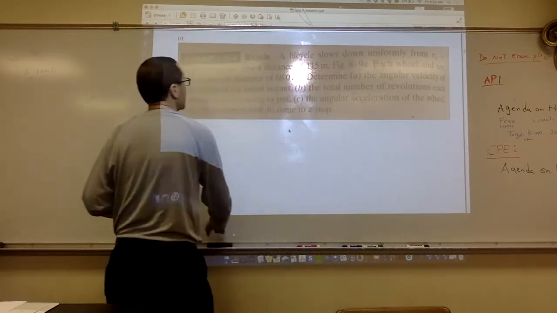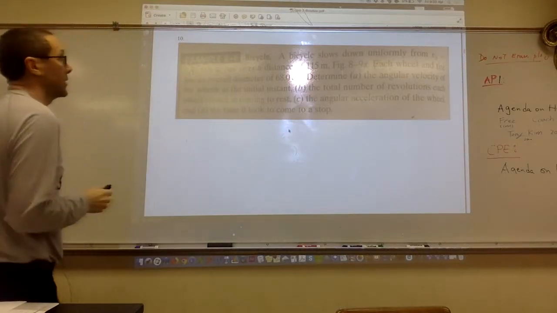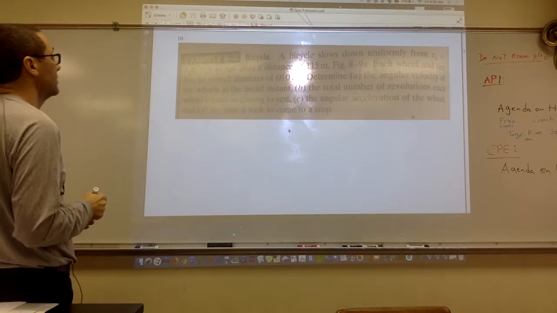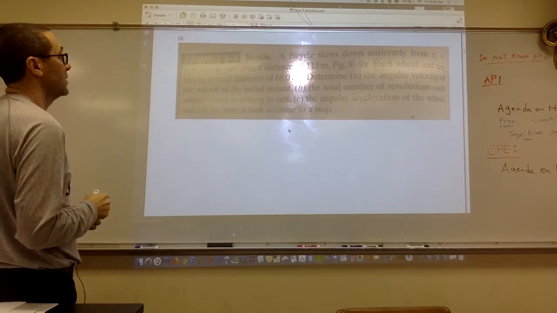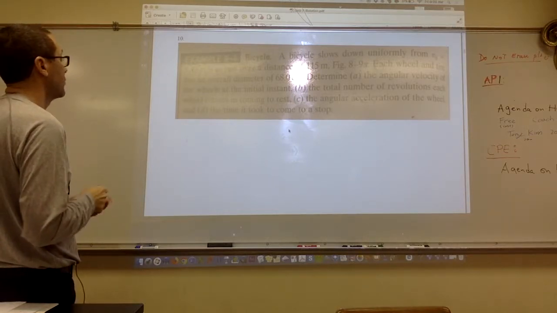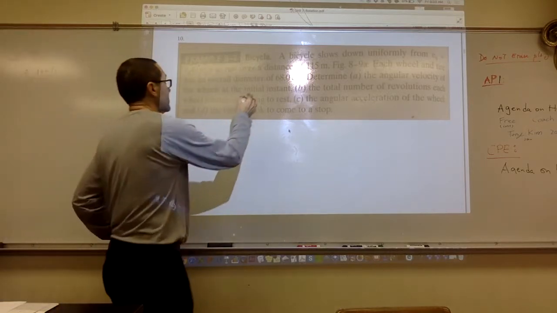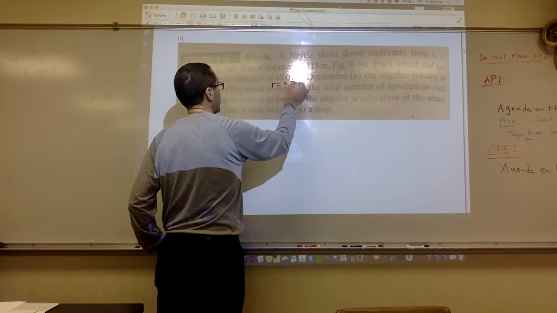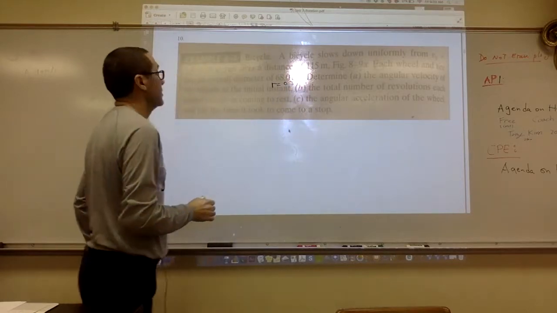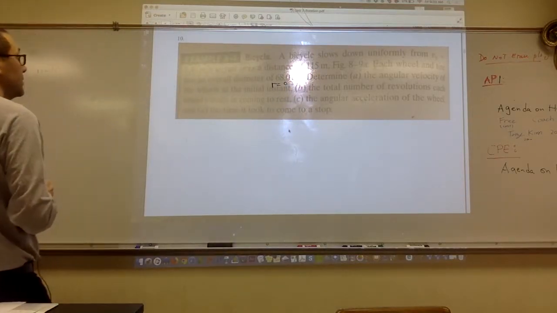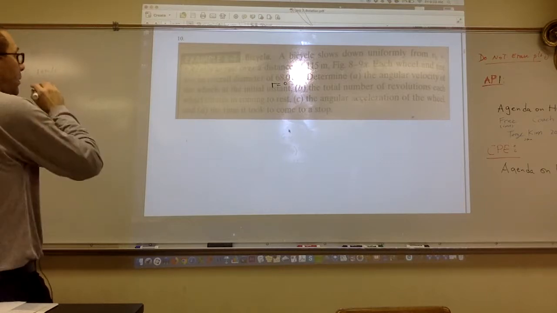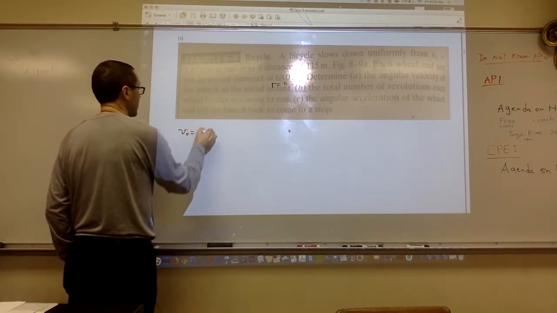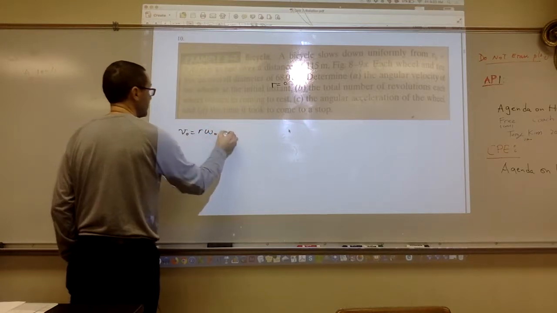Okay. A bicycle slows down uniformly from V0 equals 8.4 to rest over a distance of 115 meters. Each wheel and tire has an overall diameter, so the radius is 34 centimeters or 0.34 meters. Determine the angular velocity of the wheel at the initial instant. So I guess we can say V0 equals R omega 0.